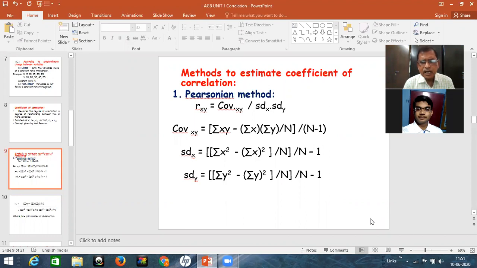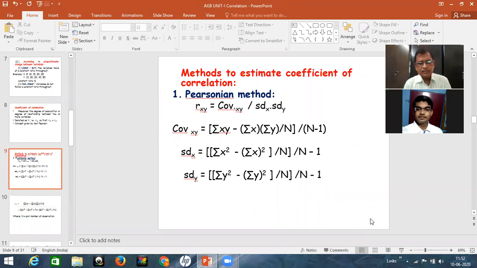The method to estimate the coefficient of correlation is the Pearsonian method, given by Professor Karl Pearson. The formula is rxy equals the covariance of xy divided by the product of the standard deviation of x and the standard deviation of y. This formula has come up from the variance. The computation formula of variance, if x is a variable, is summation of x square minus summation of x whole square divided by n, whole divided by n minus 1.